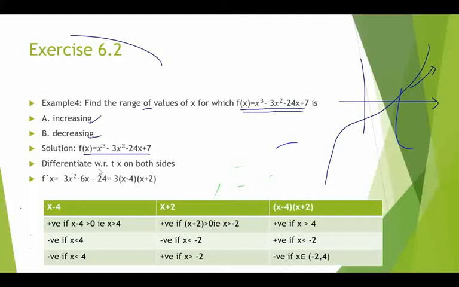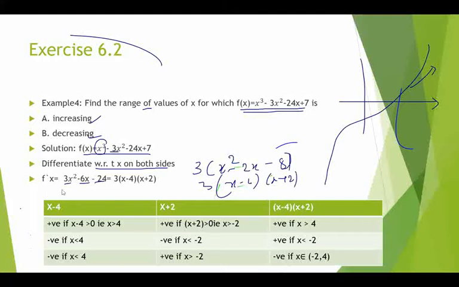First step is differentiate with respect to x on both sides. f dash x: the derivative of x cube is 3x square, minus 3x as it is, the derivative of x square is 2x, so minus 6x, minus 24 into the derivative of x with respect to x, which is 1. Now I take 3 common. Then we have x square minus 2x minus 8. 3 into this can be factorized as x minus 4 into x plus 2. The factors are 4 and minus 2.